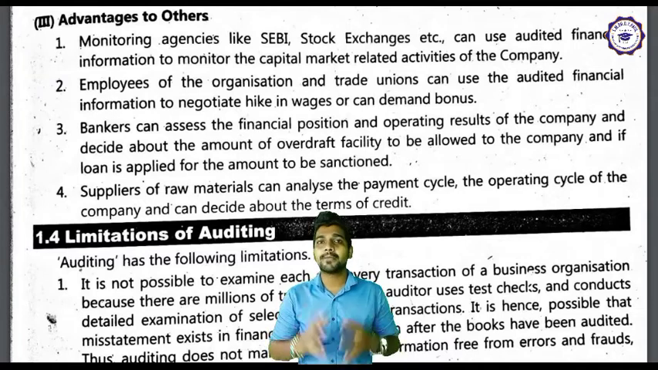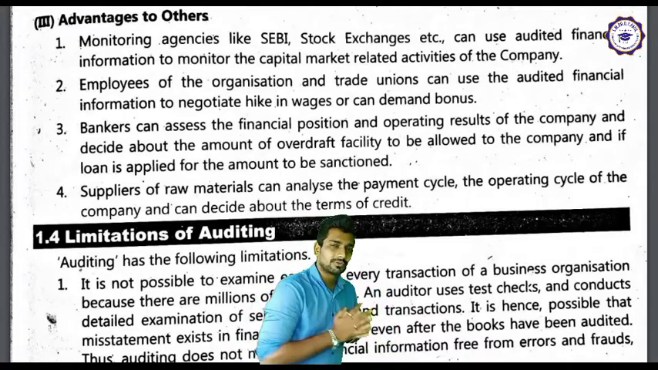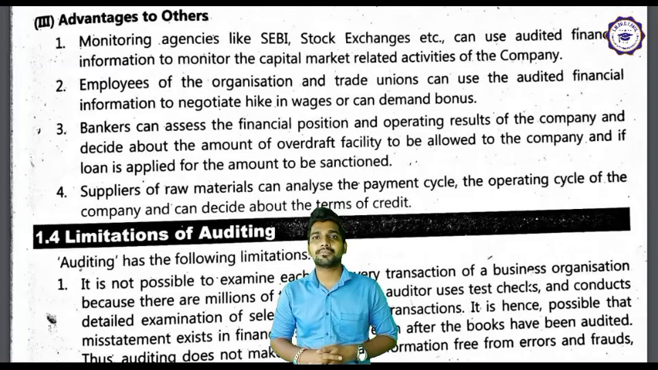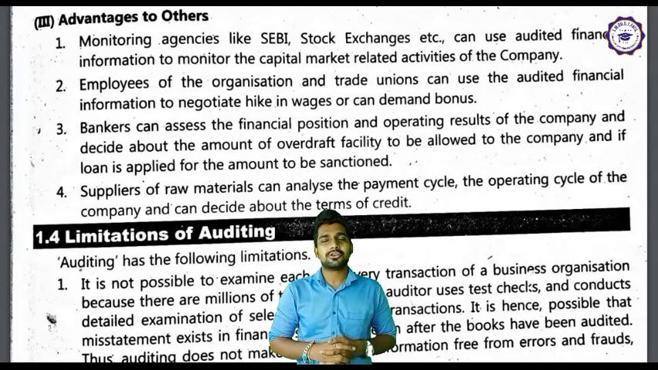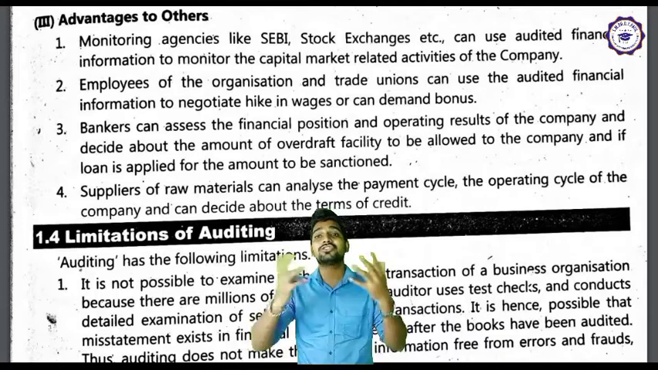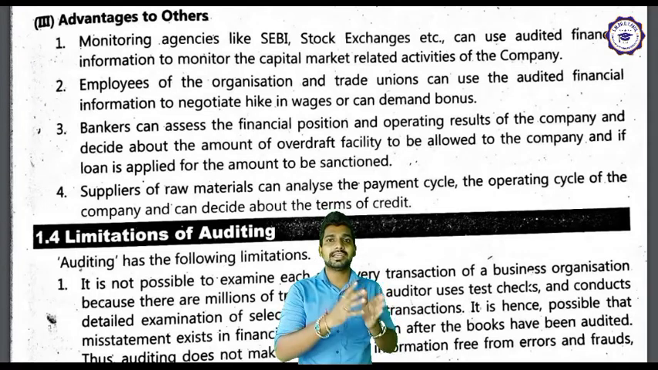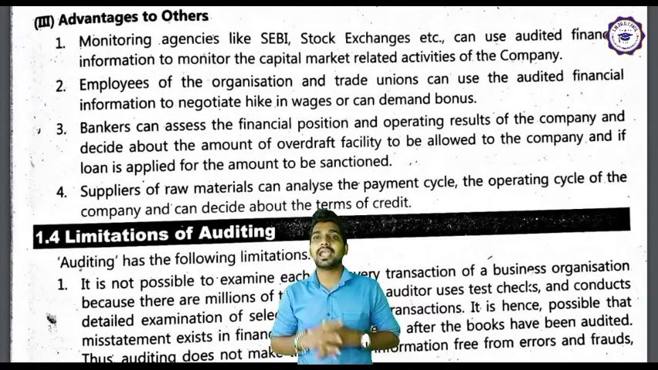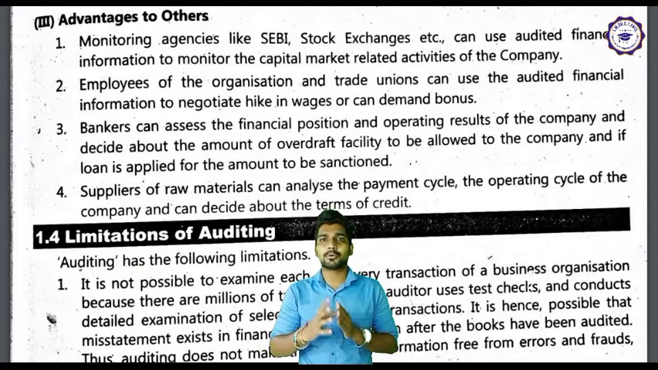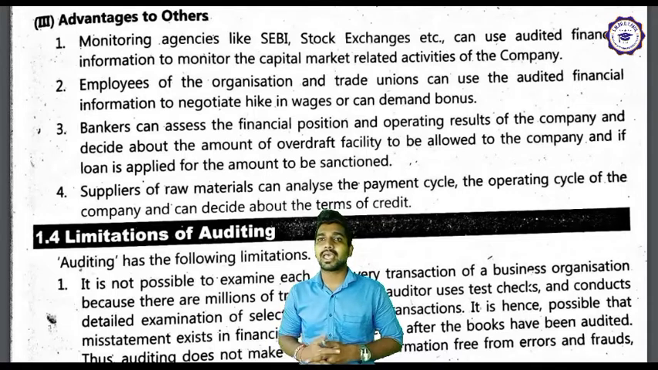So students, over here we have finished with the advantages of auditing. Now let's see the part on limitations of auditing. There are a few limitations of auditing. It is not possible to examine each and every transaction of a business organization in auditing, because there are millions of transactions. An auditor uses test checks and conducts a detailed examination of selected books and transactions. It is hence possible that mistakes can happen or misrepresentations exist in the financial statements even after the books have been audited.